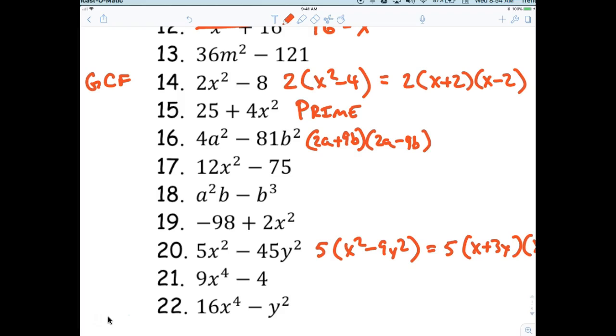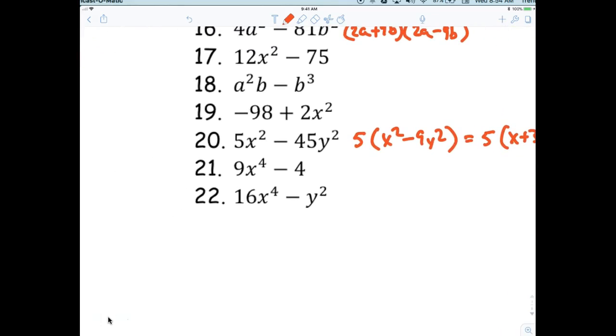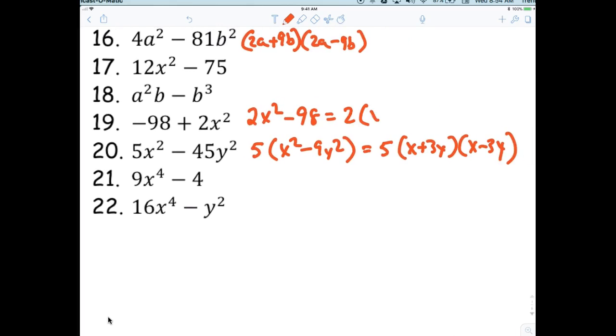I don't understand number 9. Because first you should write it as 2x squared minus 98. Then you factor out a 2. It becomes x squared minus 49. And then that's 2 times x plus 7, x minus 7. What's the matter with that?